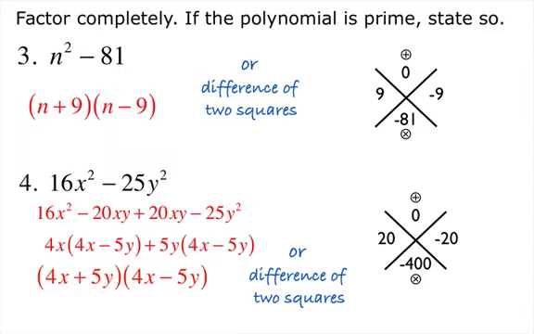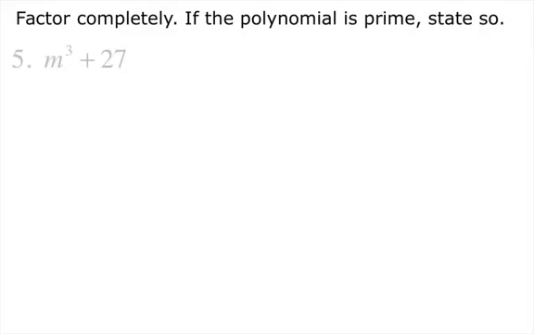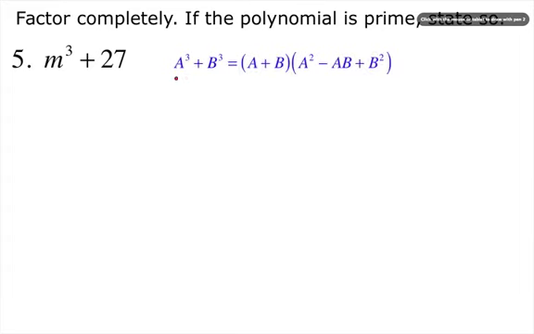Let's go to number 5. So this is different. Notice that here you have the sum, and you also have m cubed. Recognize that you're going to have to apply a different formula. The formula you're going to be applying is going to be this one. Why this one? Because this is a sum, and this is a cube. This is also a cube. And you're going to see how we can rewrite 27 as a base raised to the third power.